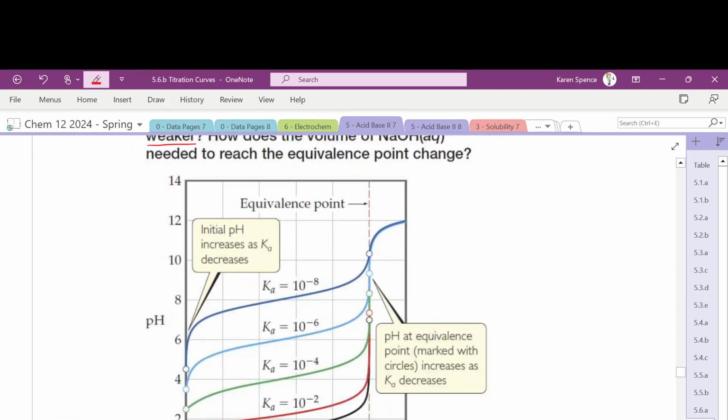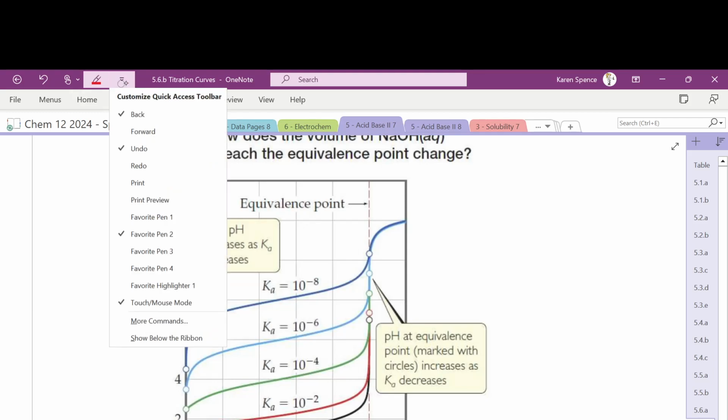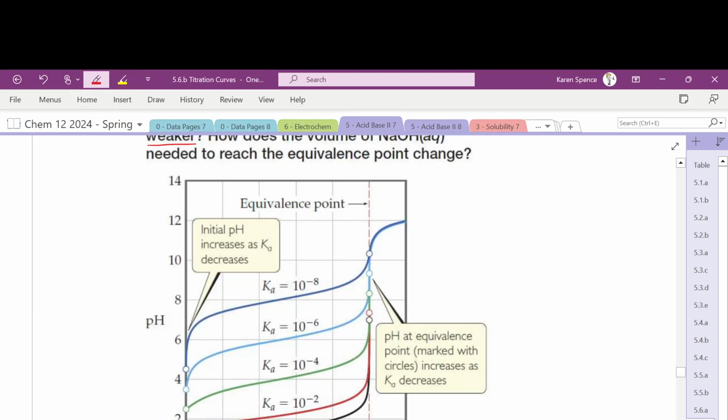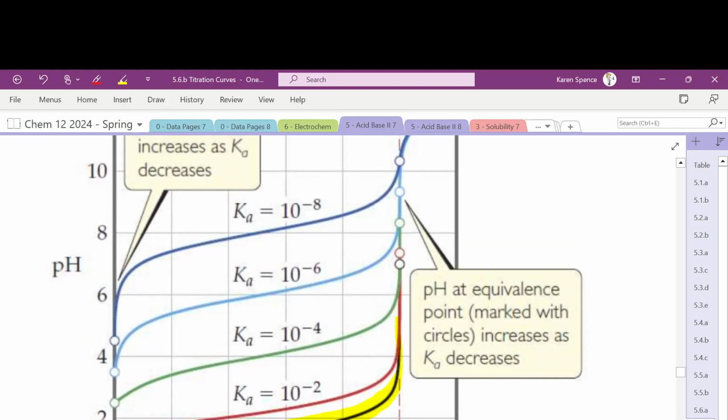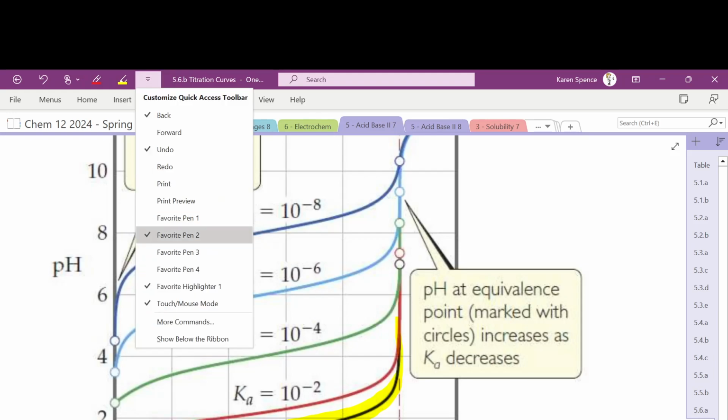So down at the very bottom, we have our strong acid. And then we have progressively weaker and weaker acids, because the smaller the Ka, the weaker the acid. Yes? So what happens to the pH at the equivalence point, the weaker the acid? Tell your partner.